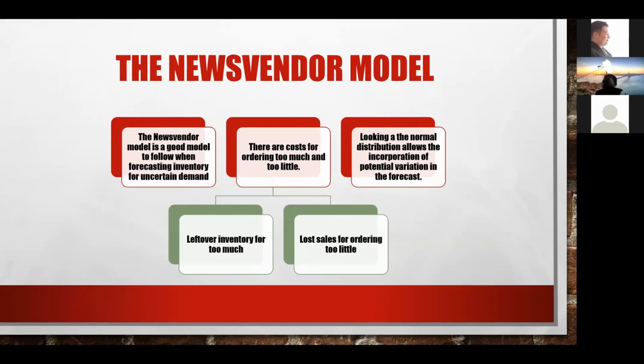So, in conclusion, the newsvendor model is a good model to follow when forecasting inventory for uncertain demand. There are costs for ordering too much and for too little. So there's leftover inventory if you order too much, and lost sales for ordering too little. And you're just looking for a way to be the most efficient with the model. Looking at the normal distribution allows the incorporation of potential variation in the forecast.